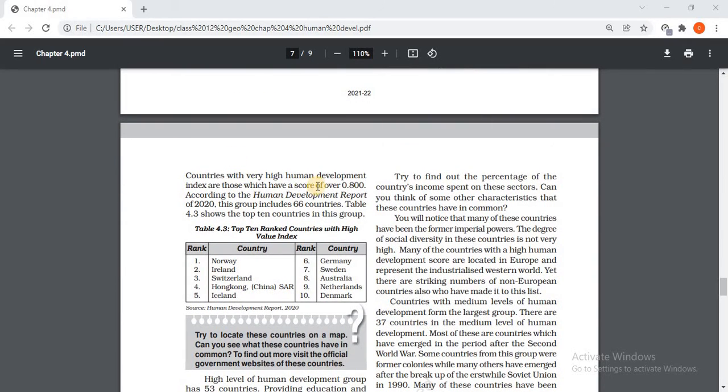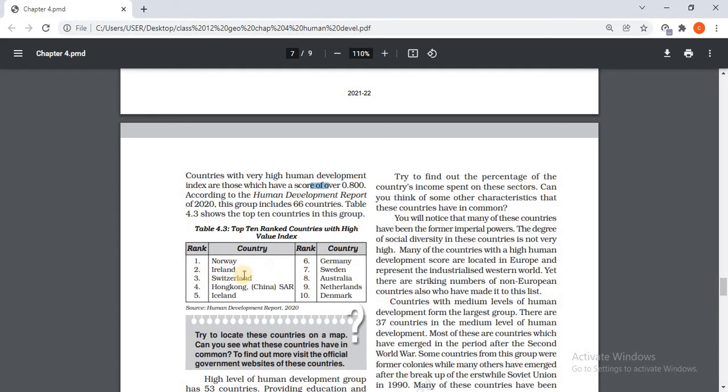Countries with very high human development index are those which have a score of over 0.800. According to the Human Development Report of 2020, this group includes 66 countries. Table 4.3 shows the top 10 countries in this group. Table 4.3, top 10 ranked countries with a high value index.